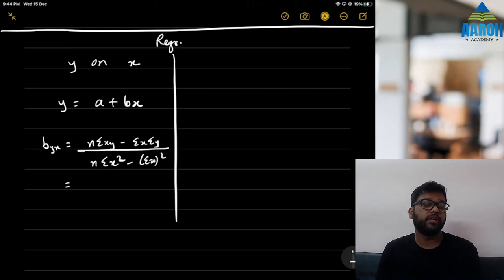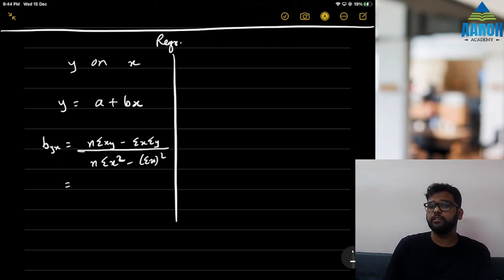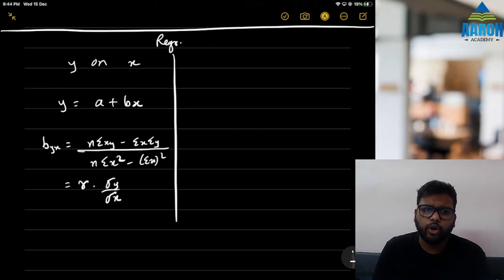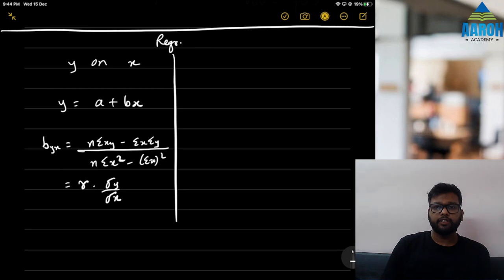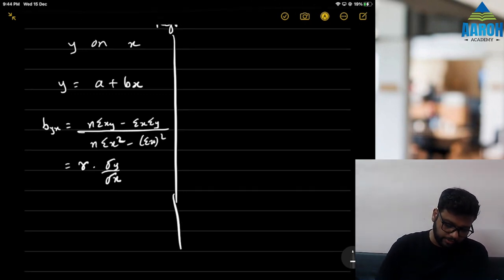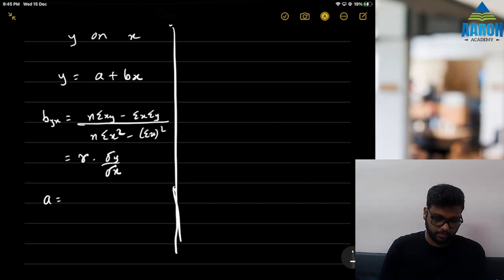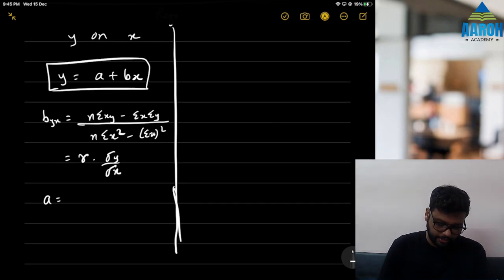Or there is another formula with covariance. Can anyone tell me what is the formula with covariance, or rather with r into something something? Sigma y upon sigma x. Correct. R into sigma y upon sigma x. This is also useful in a lot of questions where they give some short questions, something is missing and you have to find it. Fine. Then we have to find a. How do we find a? Y bar minus b x bar. Correct. We just rearrange this. That's it. So it will be y bar minus b x bar.